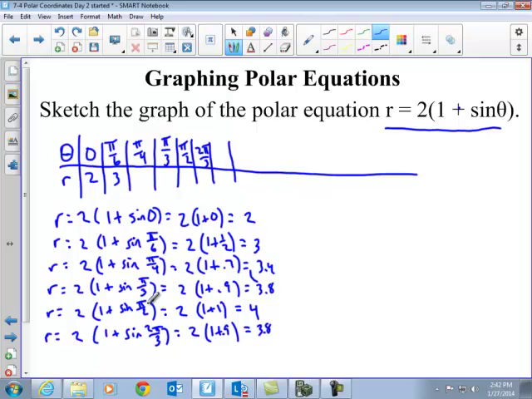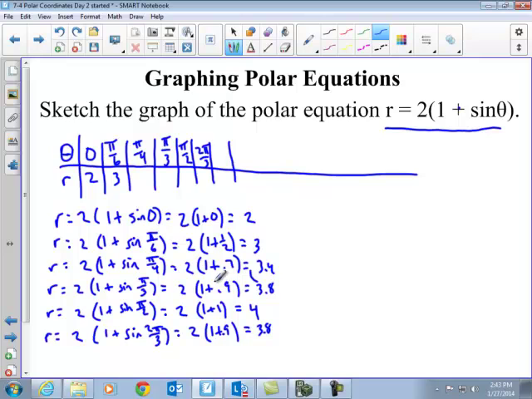If I plug in pi over 2, the sine of pi over 2 is 1. So I have 2 times the quantity of 1 plus 1, which is 4. Then, once I get past that point, when I plug in 2 pi over 3, these values, this 0.9, start going back down.